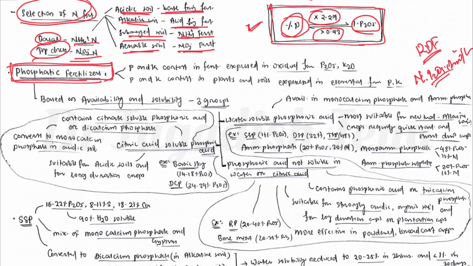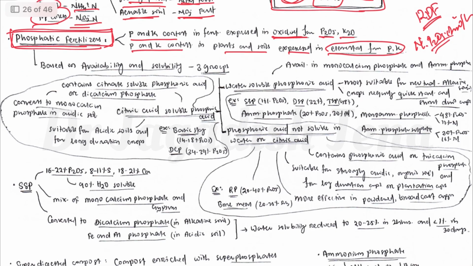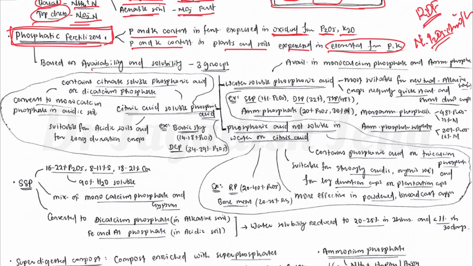Now, phosphorus and K content, as I have already discussed, is expressed in oxidized form like P2O5 and K2O. P and K content in plant and soil is expressed in elemental form of P and K. But when we are recommending fertilizer, or expressing their availability in soil, we basically use the oxidized form. Then, based on availability and solubility, there are three groups of phosphatic fertilizer available.